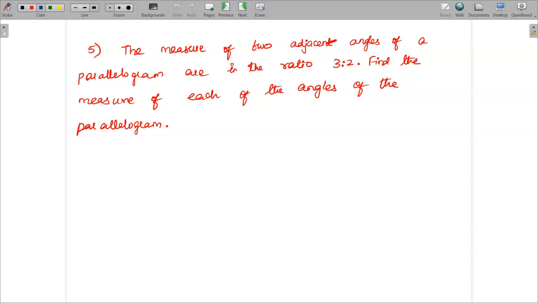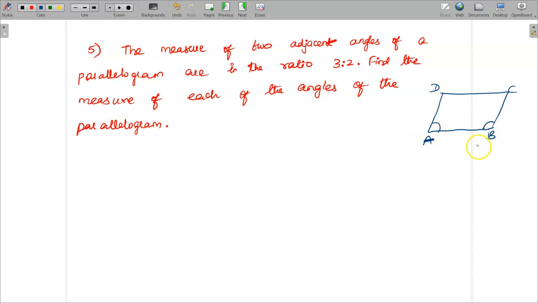The fifth problem: the measure of two adjacent angles of a parallelogram are in the ratio 3:2. Find the measure of each of the angles of the parallelogram. So let me consider a parallelogram ABCD, and what they have given is two adjacent angles of the parallelogram. Let me consider the adjacent angles A and B.